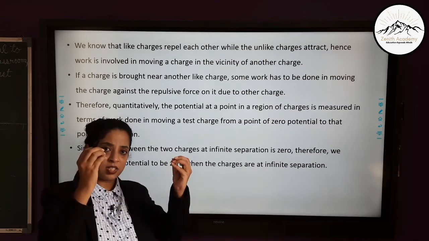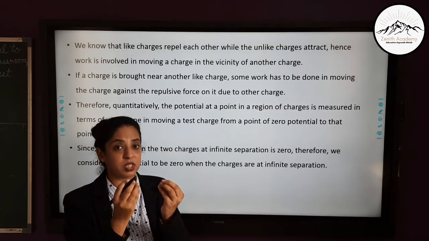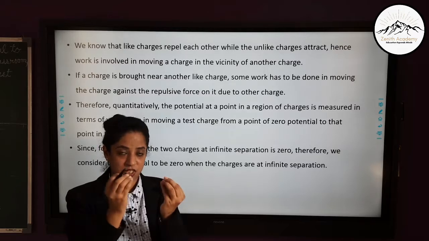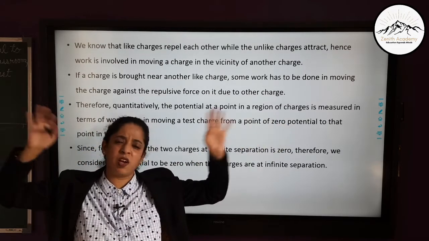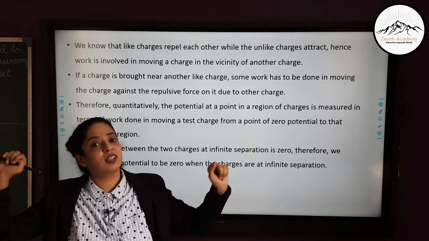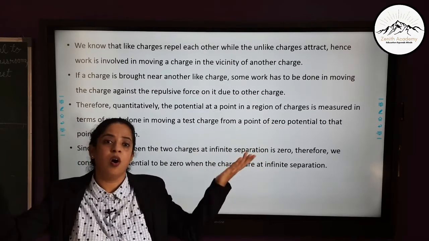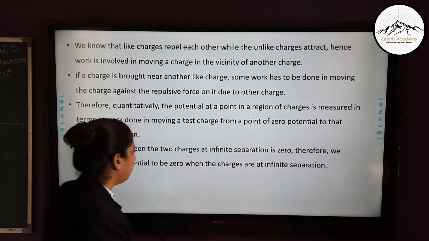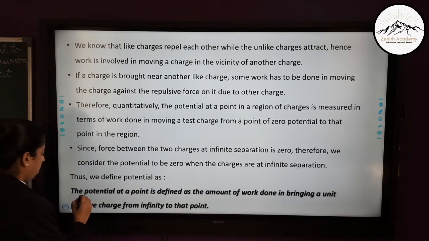So, when two charges are close, there has to be some potential, there has to be some work done in moving these charges. But suppose these two charges are at infinite distance, very far apart from each other, then we can consider the potential between them to be zero because there will be no work done as there is no attraction or repulsion between them. And thus, we define potential in this way.